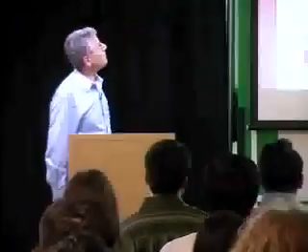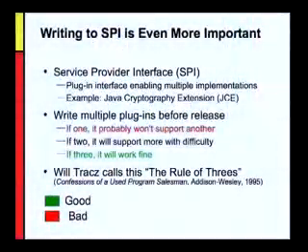My rule of thumb is you should spend 10 times as much time on every line of example code as you do production code. That may sound backwards to you, but I really believe it. Writing to an SPI, that is a service provider interface, is even more important than writing to any other kind of API.